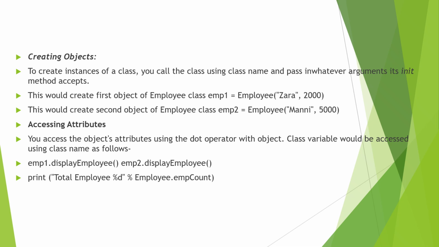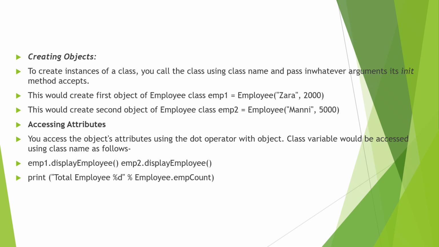So the third one, this would create the second object of the Employee class. employee2 = Employee("Manni", 5000). Here employee2 is another instance of the Employee class. Manni and 5000 are passed as arguments, storing these values in employee2's attributes.